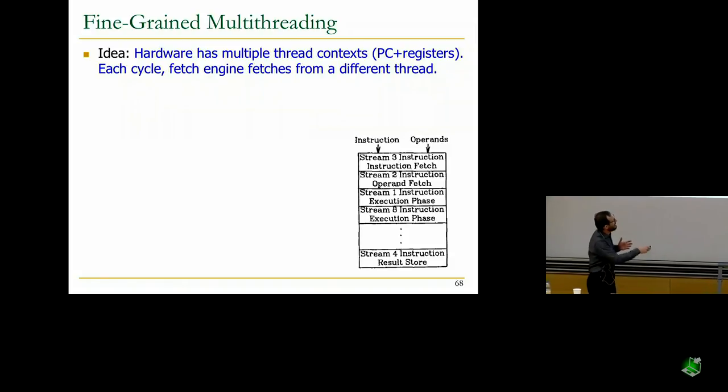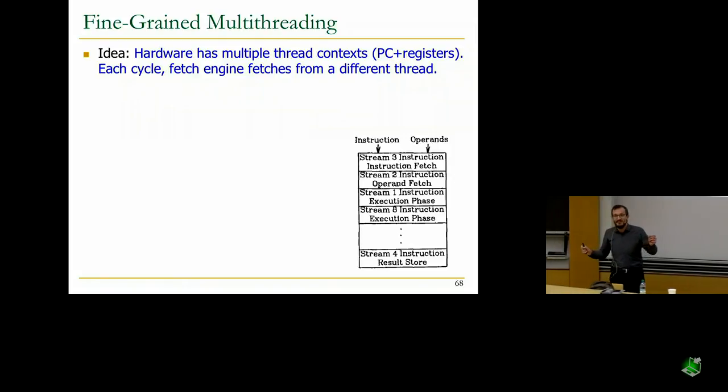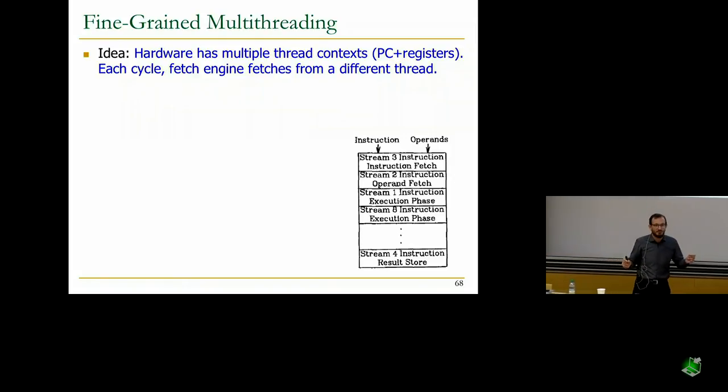You can see it over here, basically. For example, this is the fetch stage. When one instruction is being fetched from stream 3, or thread 3, another instruction is fetching its operand in stream 2, thread 2. Another instruction from thread 1 is executing. Another instruction from thread 8 is executing. Another instruction from thread 4 is storing its result. And there is no single thread that has two instructions at the same time in the pipeline. Now, if you don't have two instructions from a single thread, there's no need to check for data dependencies within a thread. There's no need to predict branches because you're not going to fetch from this thread until the branch is resolved, right? It's beautiful.